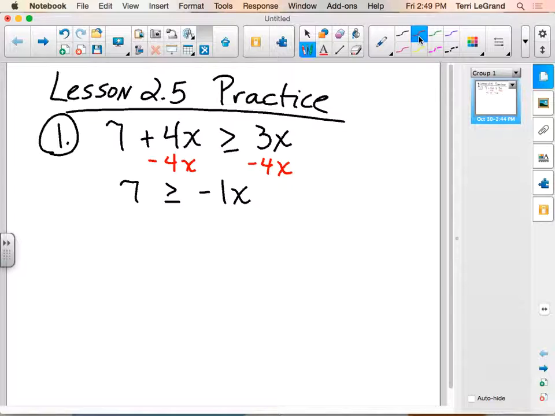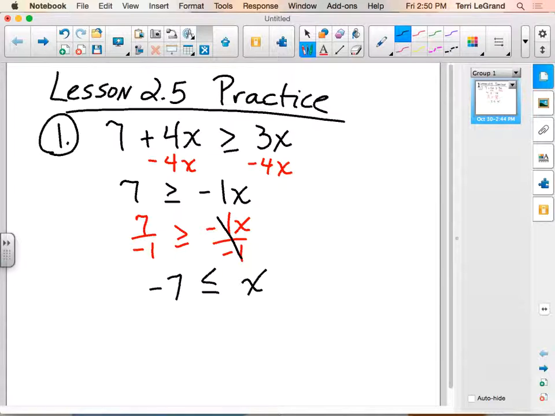I need you to be doing this with me. What's the next move? Tamara? Divide by negative 1 on both sides. Okay, so we divide both sides by negative 1. And Russell? Reverse the symbol. And we reverse the symbol in our next step, right? So what is 7 divided by negative 1? Negative 7. And we have to reverse the symbol. Why? Because you divide by a negative. Because we divided by a negative, and now we have x, okay?